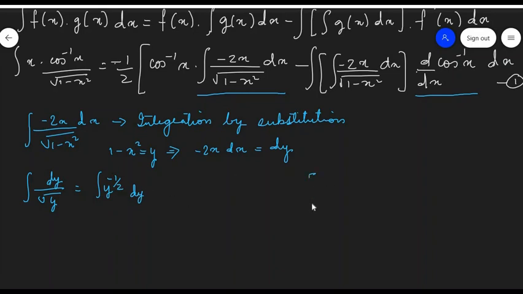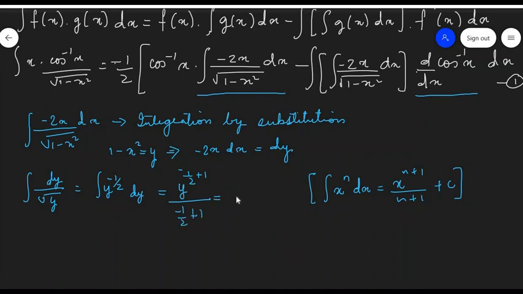This can be integrated using the identity x raised to n dx. So integration of x raised to n dx is given by x raised to n plus 1 upon n plus 1 plus c. Now here the value of n is minus 1 by 2. So I can integrate and get y raised to minus 1 by 2 plus 1 upon minus 1 by 2 plus 1. So this can be written as 2 into square root of y plus c. Now I can replace y with the value of x and get 2 into square root of 1 minus x square plus c.